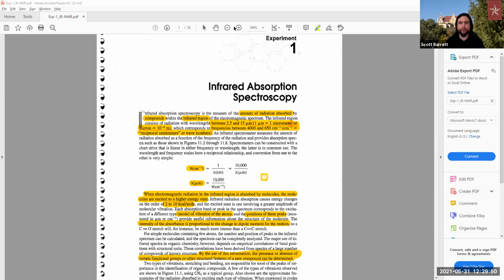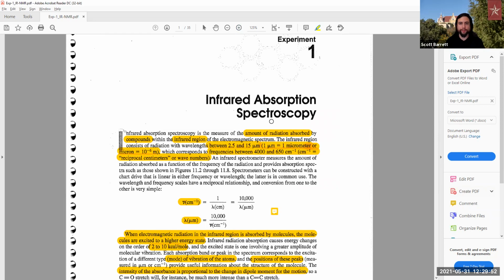So firstly, today, we're going to be discussing infrared absorption spectroscopy, which is also known as IR spectroscopy. Within this unit, we need to know that IR spectroscopy is the amount of radiation absorbed by compounds within the infrared region of the electromagnetic spectrum. There is a full electromagnetic spectrum of light waves from a small amount of energy all the way up to a large amount of energy. But in this instance, we're only going to be looking at the infrared region, in the area of the wavelengths between 2.5 and 15 micrometers.